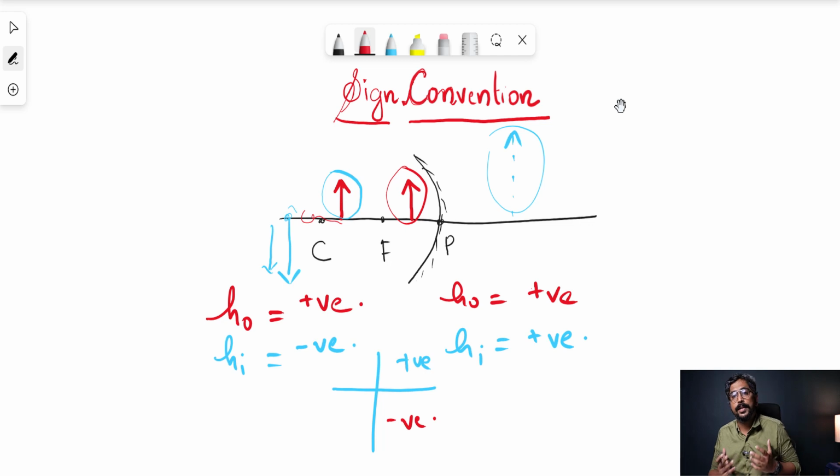This is what we need to know about the heights of the object and the image. This is what we are studying in the case of sign convention. I hope that you got the point about sign convention. Now we are diving straight to a very important topic, that is the mirror formula for a spherical mirror.